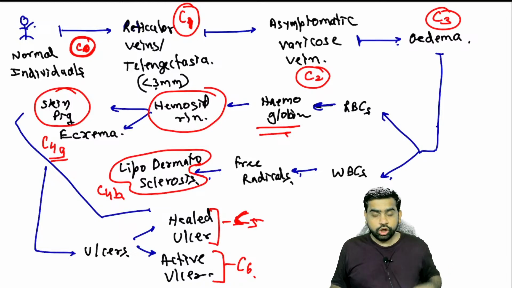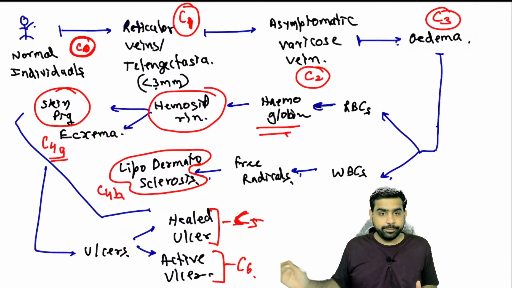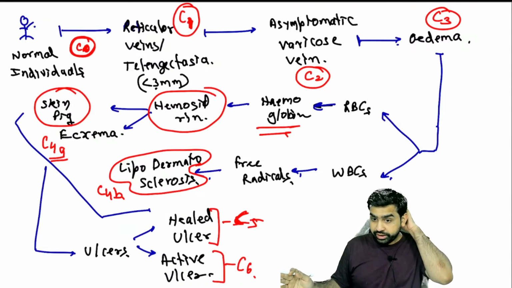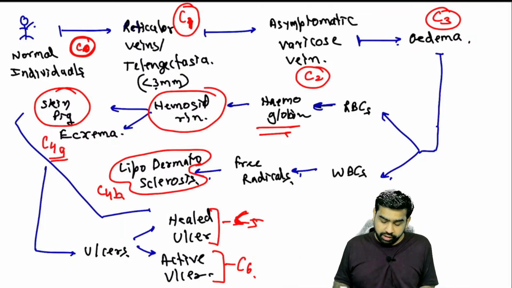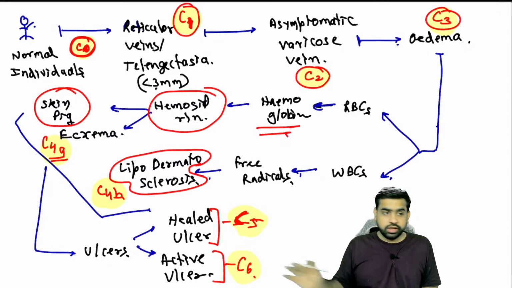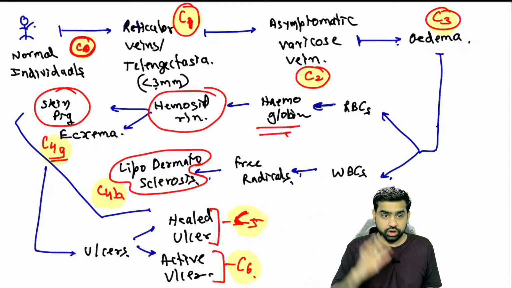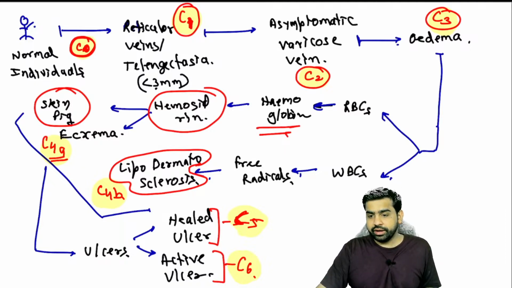You understand my point? It's very simple. This is how patients of varicose vein progress in their disease. If you have understood that, you will understand the CEAP classification. So we have C0, C1, C2, C3, C4A, C4B, C5, and C6. This is the clinical C stage of the CEAP classification. I hope you have understood that point in good detail.